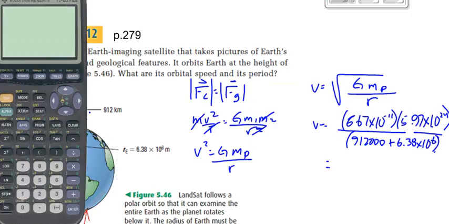So let's say 6.67 times 10 to the minus 11 times 5.97 times 10 to the 24, divided by, and let's use some brackets for sure on the bottom, 912,000 plus 6.38 times 10 to the 6. We get 5.46 times 10 to the, what is that? 1, 2, 3, 4, 5, 6, 7.